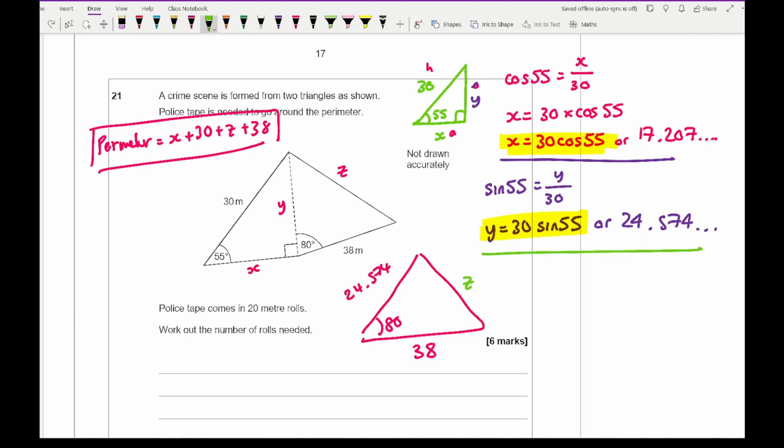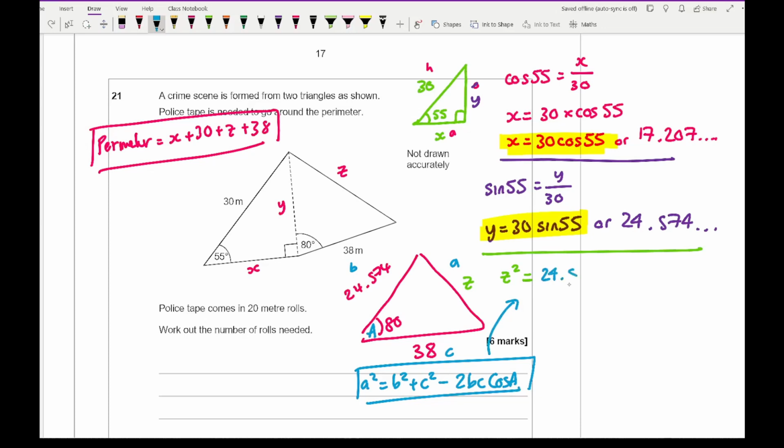So for this I need to use the cosine rule, and the cosine rule is z squared equals, if I label this as A, capital A, B, C. Now the cosine rule is a squared equals b squared plus c squared minus 2bc cos A. So using this formula, I get z squared equals 24.574 squared plus 38 squared minus bracket.